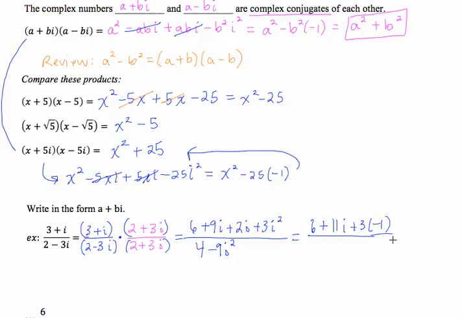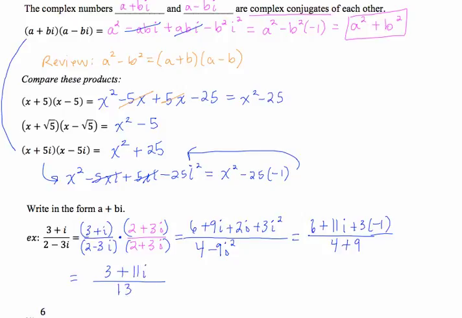In the denominator, i squared becomes negative 1, so negative 1 times negative 9 is going to be positive 9, or you could have jumped to that to get 4 plus 9. And we're still not in the form a plus bi, so we've got to keep going. Let's see, in the numerator we can combine this 6 and this negative 3. 6 minus 3 is equal to 3. So that gives us 3 plus 11i. In the denominator, 4 plus 9 is 13.